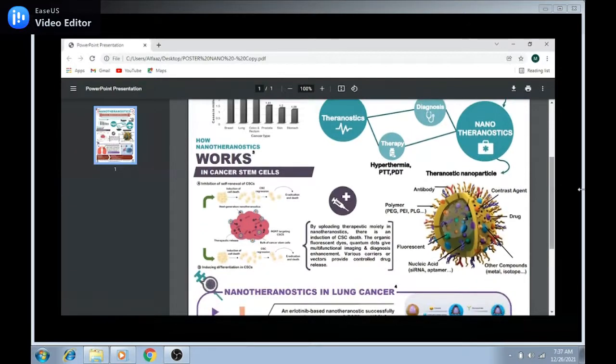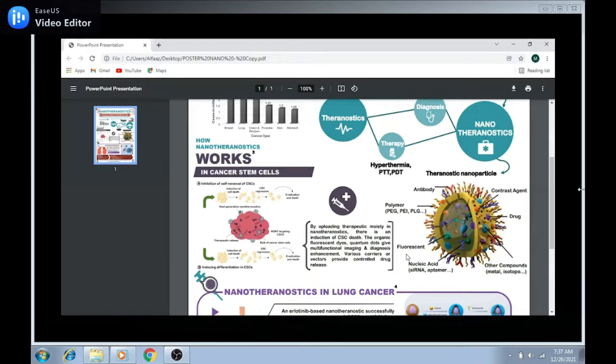The structure of next generation nanotheranostic particles contains four main components. Here you can see the structure. Number one, the therapeutic payload, meaning the therapeutic agent, for example, anti-cancer stem cell drugs. Number two, imaging agents that provide multifunctional images and enhance diagnosis, for example, organic fluorescent dye and quantum dots.